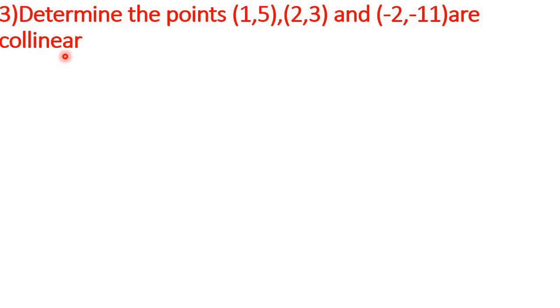What is the meaning of collinear? Collinear means the points which are in a straight line. If the points are in a straight line, then they are called collinear points. How to check whether the given points are collinear or not? Let us solve this problem by using the distance formula.